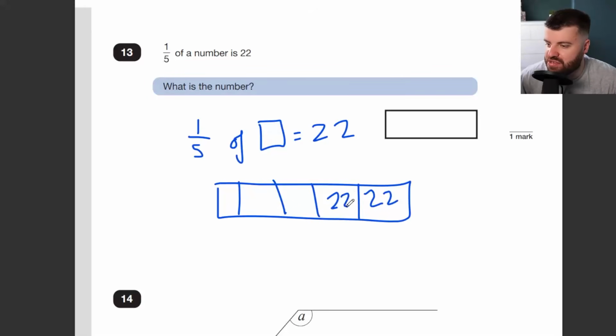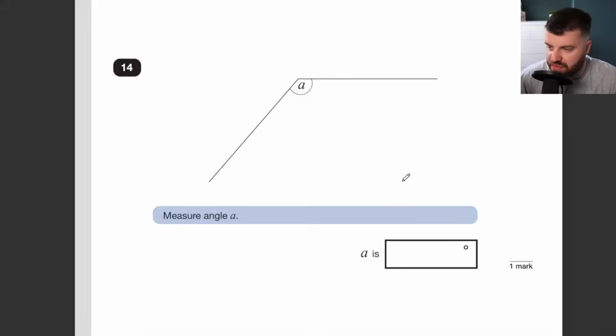So to work out the original number, we have to do 5 lots. That's not a 7, by the way. We have to do 5 lots of 22. So instead of dividing by 5, we now multiply our answer by 5, and we end up with 110. That's our answer.